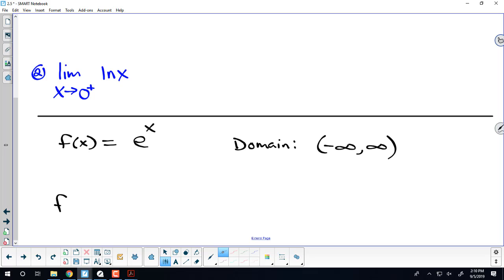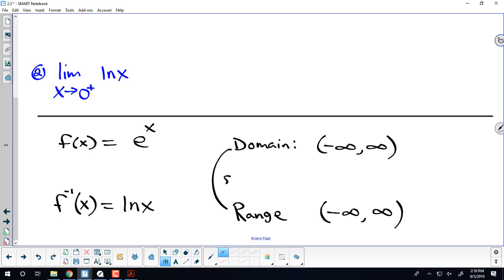Versus its inverse, which is the natural log of x. The domain on this function corresponds to what on the inverse? Range. The range. Yeah. These are the same.